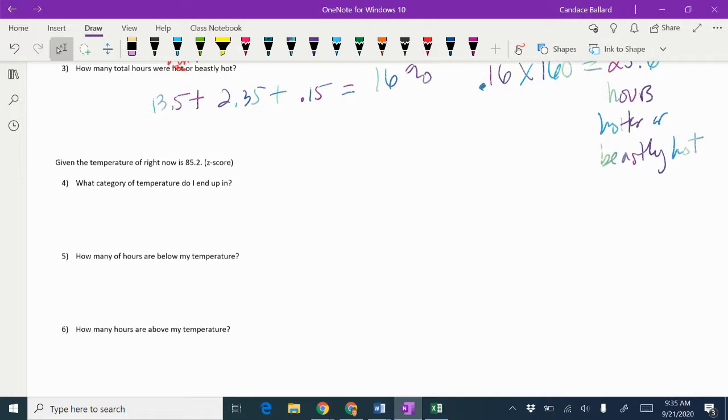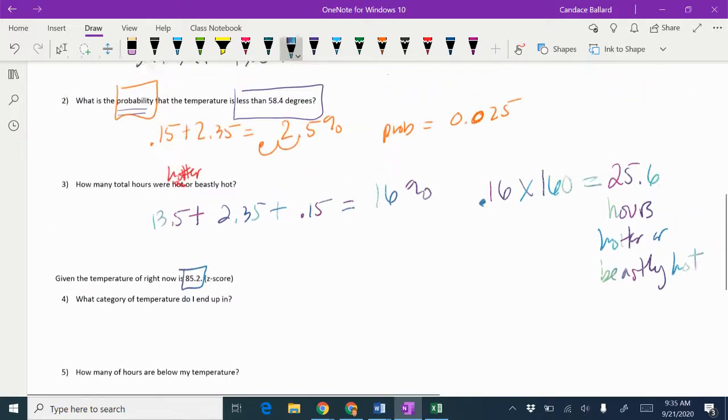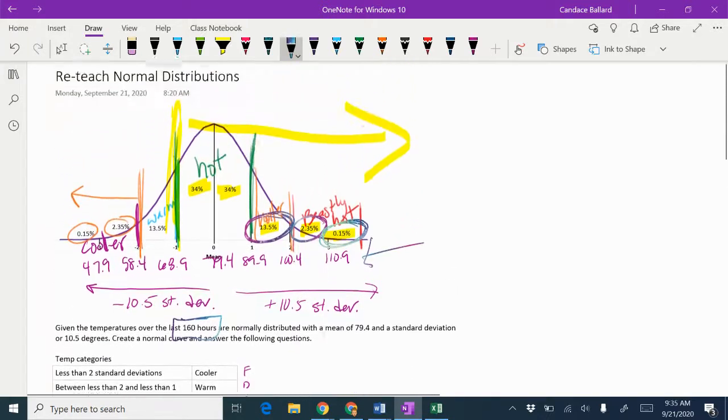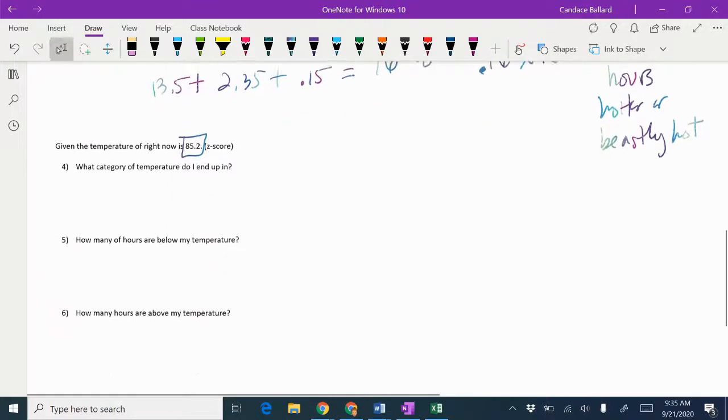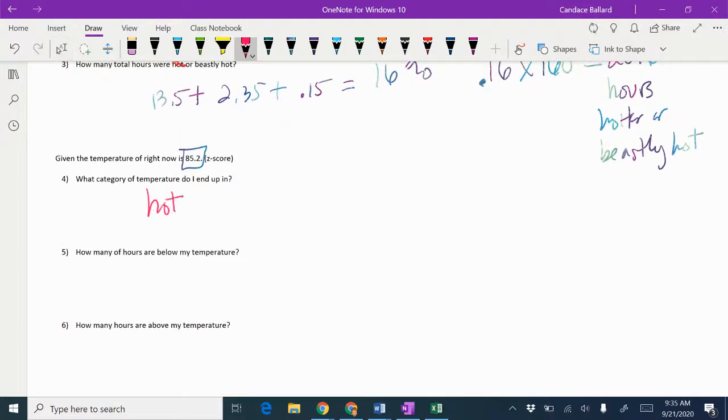First of all, the test score you spun on the task is 85.2. I'm going to look at what temperature category I end up in, so I have to go back to my normal curve. 85.2 would be in here somewhere, so it looks like I am in the hot category. And again, that's where some of you messed up. You want to make sure that you aren't going by the traditional scale. You are going by the scale that you calculated in the normal curve.